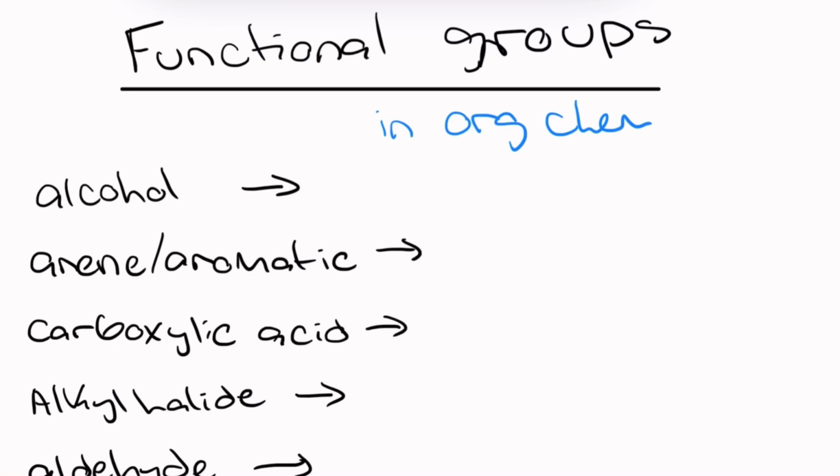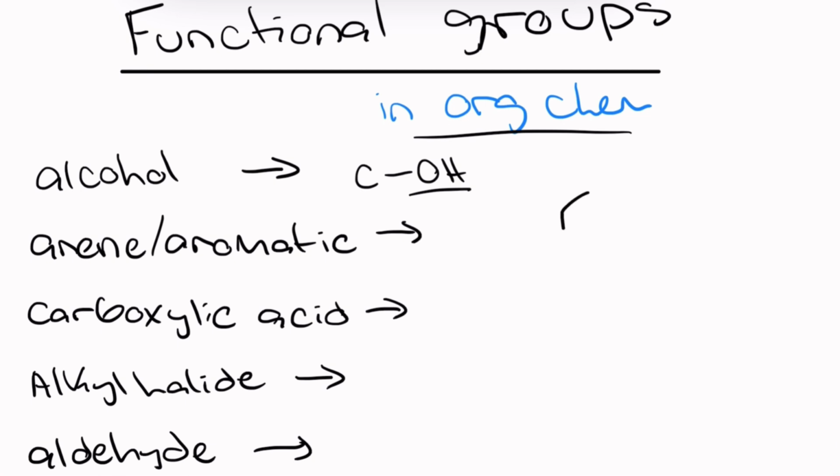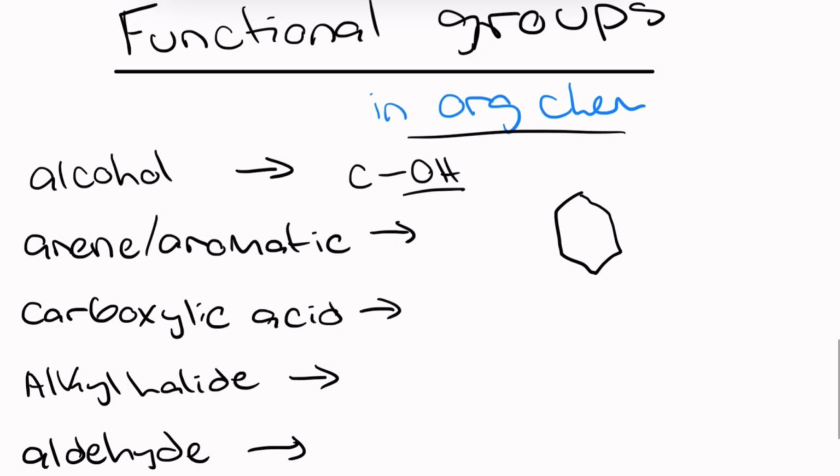Functional groups you need to know in organic chemistry. First, there's alcohol. This is when a single OH is by itself connected to a carbon atom. Arene, or aromatic, is a six-member ring with staggered double bonds. It's not just a six-member ring, it has the double bonds like so.